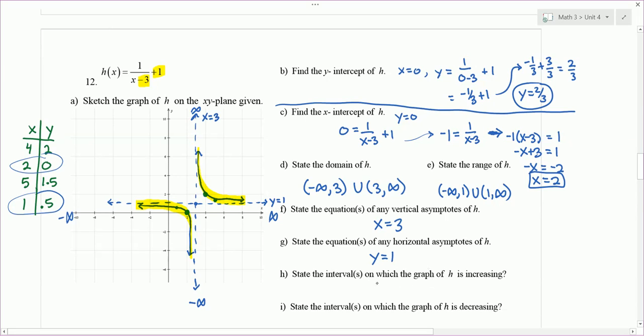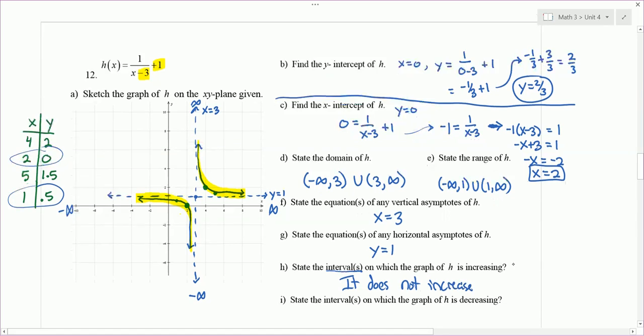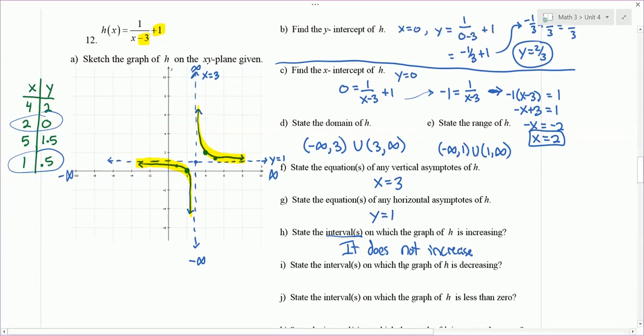So state the intervals on which it's increasing. When it says state the intervals, it's talking about what x values only, what part of the domain. And it's increasing over none of it. So we'll just say it does not increase. And where does it decrease? Well, because it decreases everywhere, I'm just going to copy down what we put for our domain, because those are the x values over which we're decreasing.